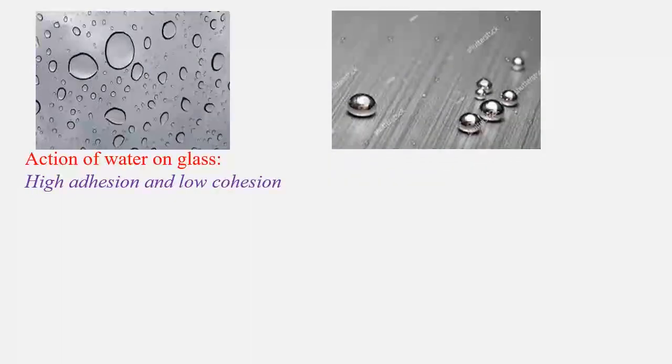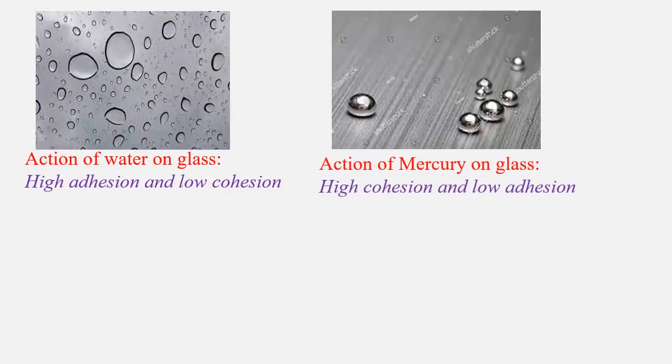In the first case, the action of water on glass, we can see vividly that when water is poured on glass, water wets glass, and from this we can see the molecules of water spreading on glass. This happens because water has high adhesion property compared to its cohesion properties.